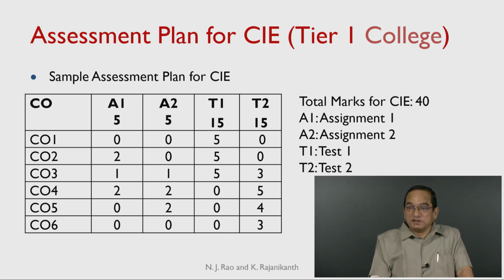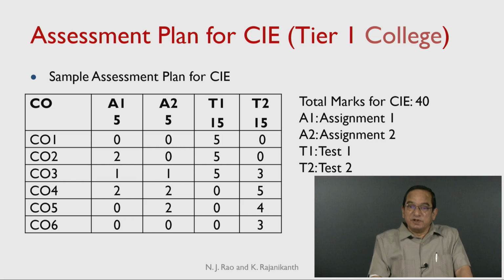Let us look at one example calculation to see how this process works. This is the assessment plan for CAE in a Tier 1 institute. A total of 40 marks are allocated for the CAE. The CAE comprises 4 assessment instruments, 2 assignments and 2 tests. The assignments are 5 marks each and the tests are for 15 marks each.